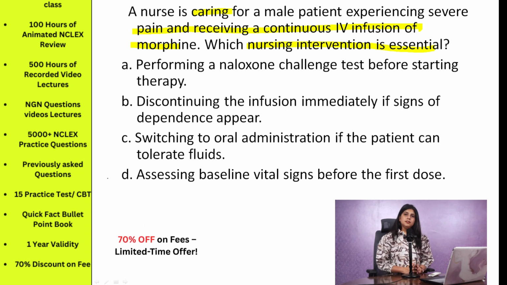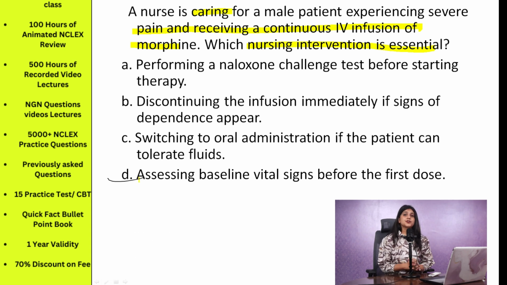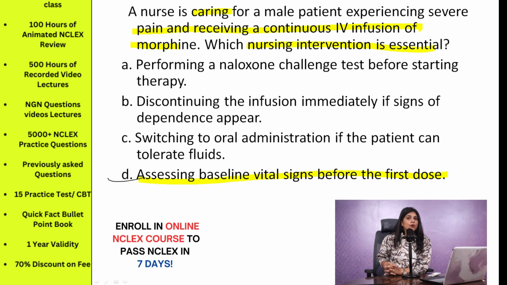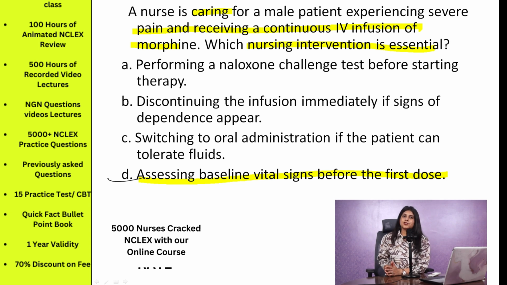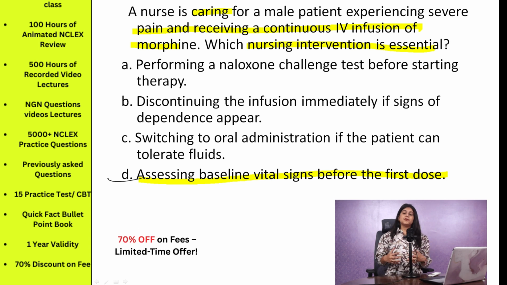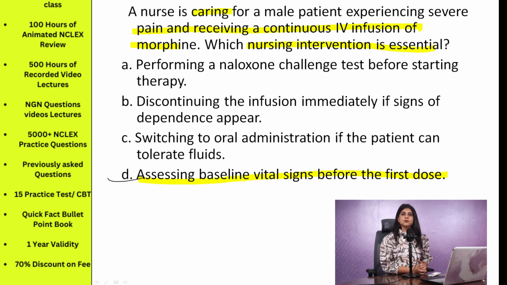Answer D. Let us see the rationale. Before administering morphine, the nurse should obtain baseline vital signs, particularly respiratory rate and blood pressure, to monitor for respiratory depression and hypotension. A naloxone challenge test is done before narcotic antagonist therapy, not before opioid administration. Morphine should not be abruptly discontinued due to the risk of withdrawal symptoms. The intravenous route is preferred for severe pain, even if the patient can tolerate oral fluids.